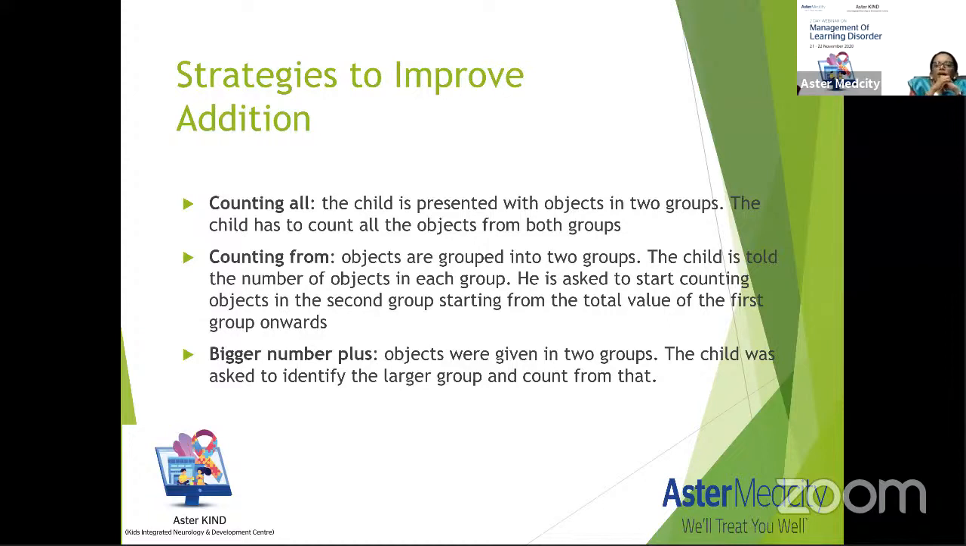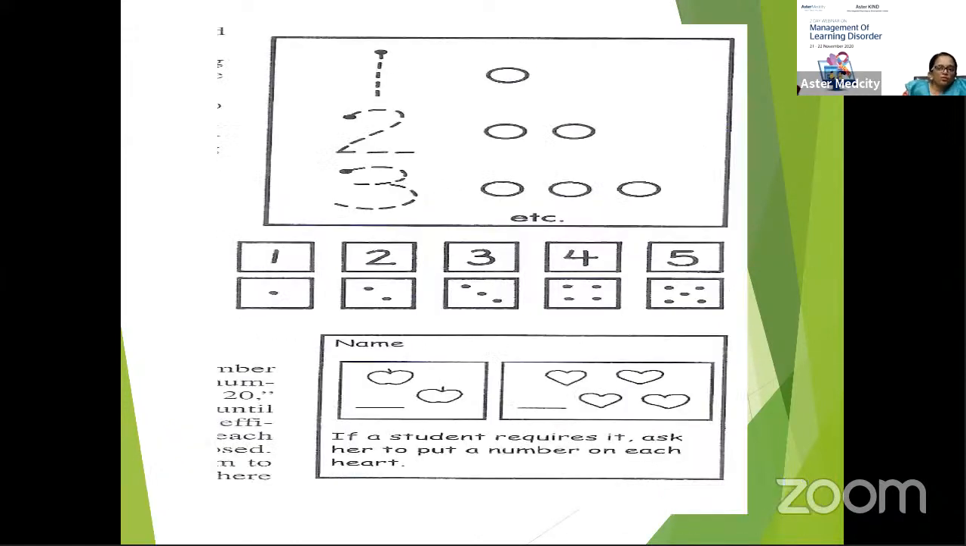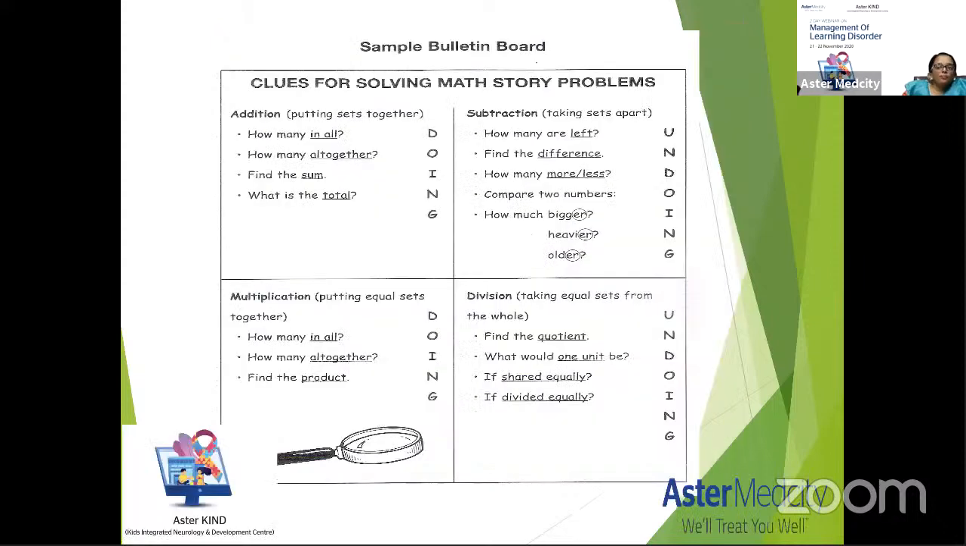So bigger number plus smaller number, and ask them to identify which is the bigger one and then add from that. So give maximum visual cues like this, or this is also an example of a visual cue, so that they can see and calculate. And most of the children have a problem with word problems. They have difficulty in comprehending. So there are many synonyms for addition, right?